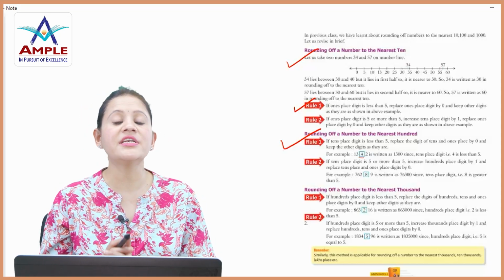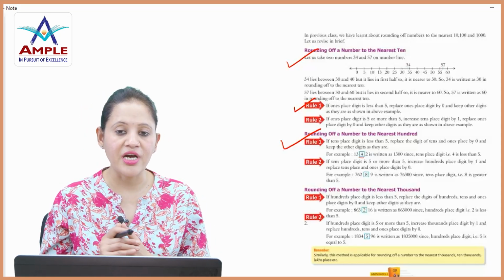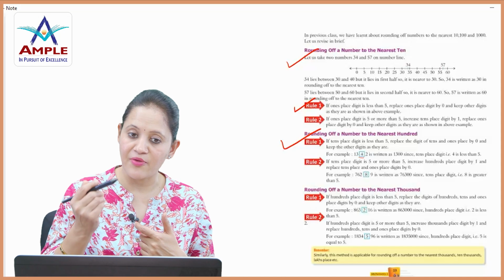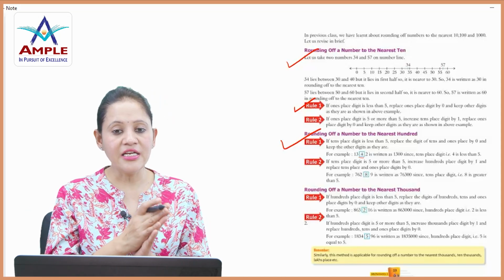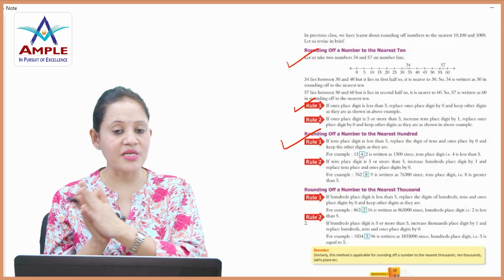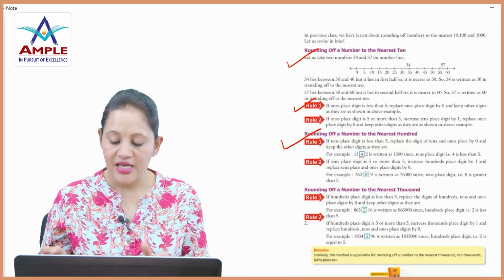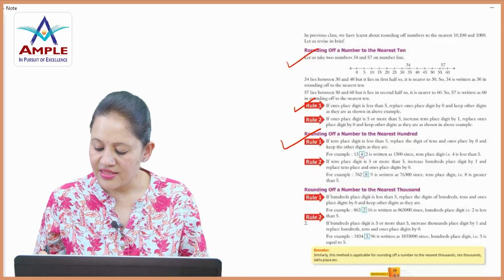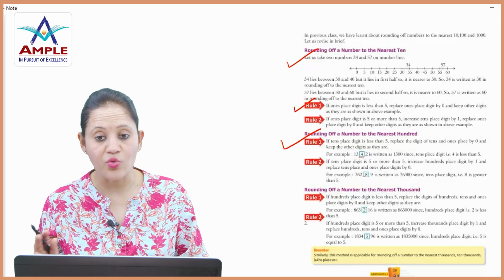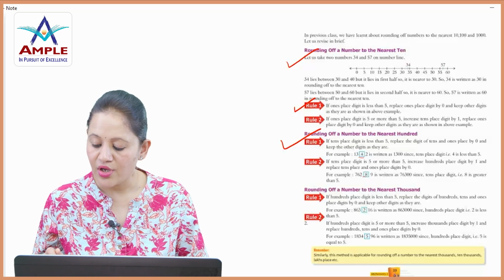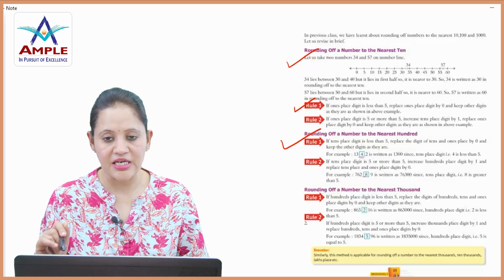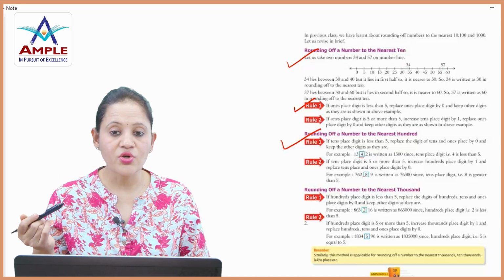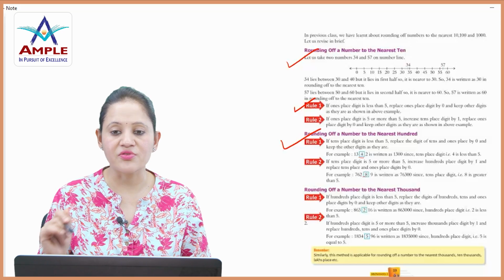Rule number 2: if the tens place digit is 5 or more than 5, we will increase the hundreds place digit by 1 and replace the digits at tens and ones place by 0. For example, in the given number, the tens place digit is 8, which is more than 5. So, what will we do? We will round it off. The digit at hundreds place will increase by 1. So, it rounds off to 76,300.